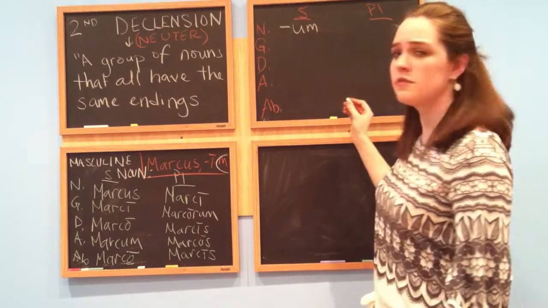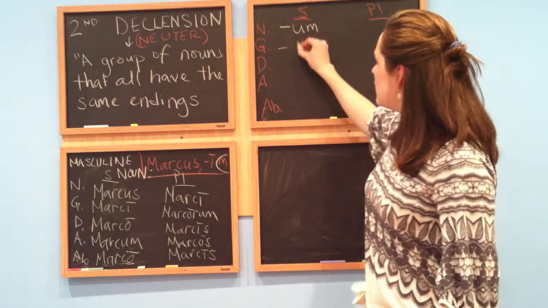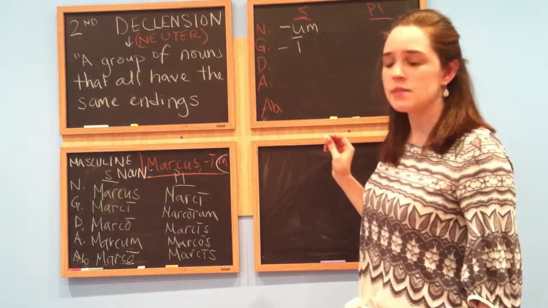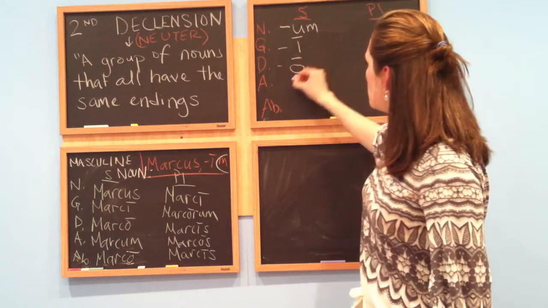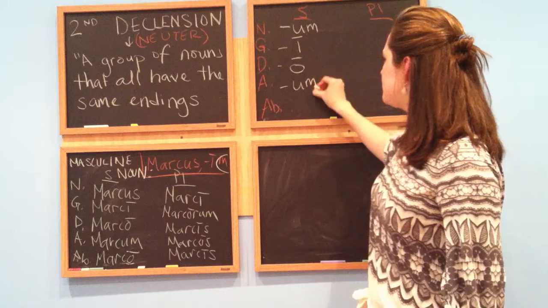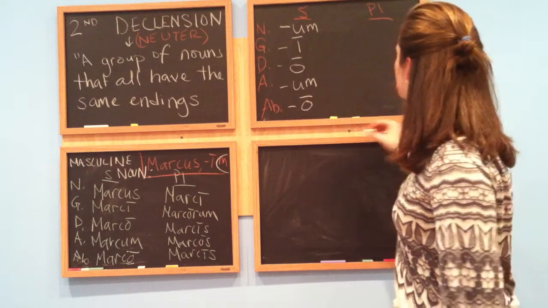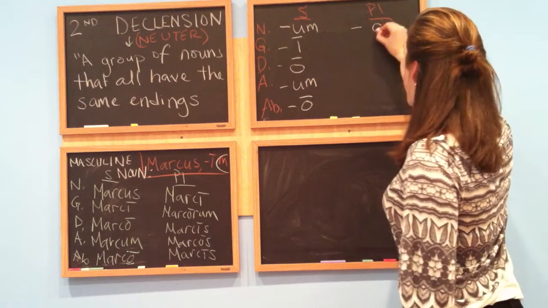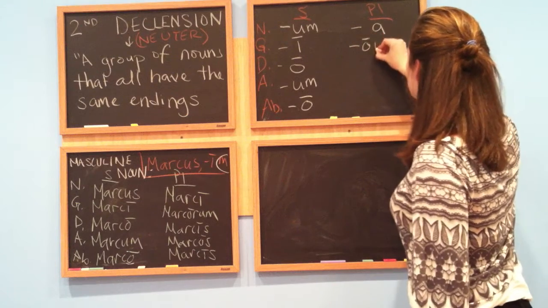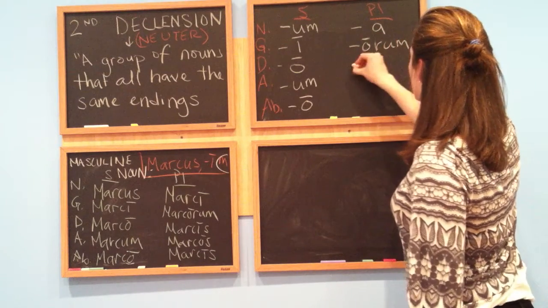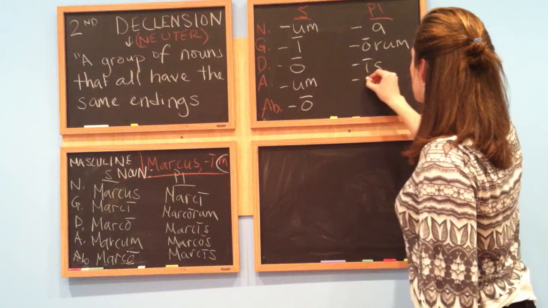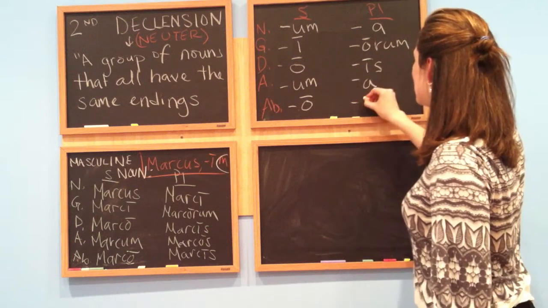In the nominative, um. In the genitive, that's the same as the masculine, i. Dative, o. Accusative, um. Ablative, o. Plural: a, orum, is, a, is.